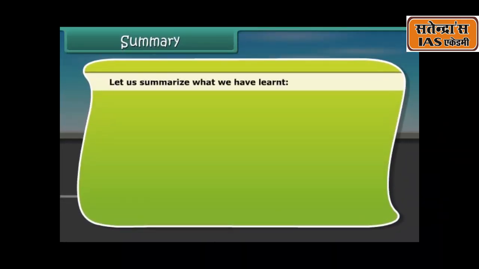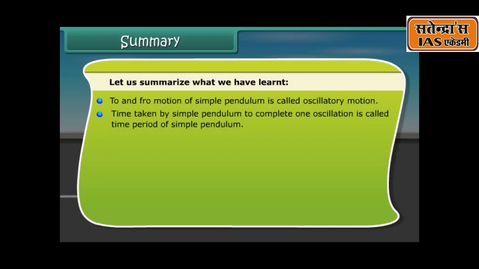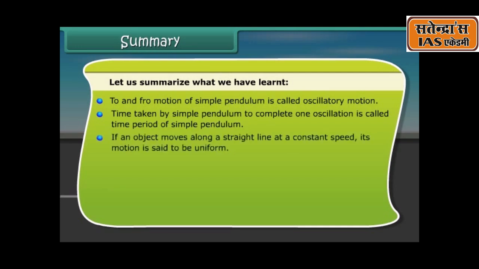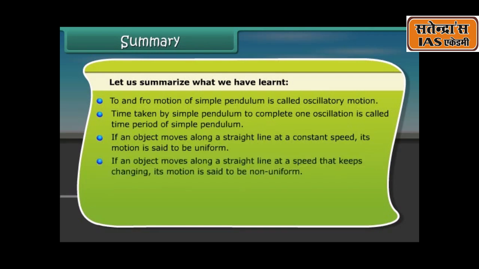Let us summarize what we have learned. To and fro motion of a simple pendulum is called oscillatory motion. Time taken by a simple pendulum to complete one oscillation is called the time period of a simple pendulum. If an object moves along a straight line at a constant speed, its motion is said to be uniform. If an object moves along a straight line at a speed that keeps changing, its motion is said to be non-uniform. Motion of objects can be presented in pictorial form by their distance-time graph.